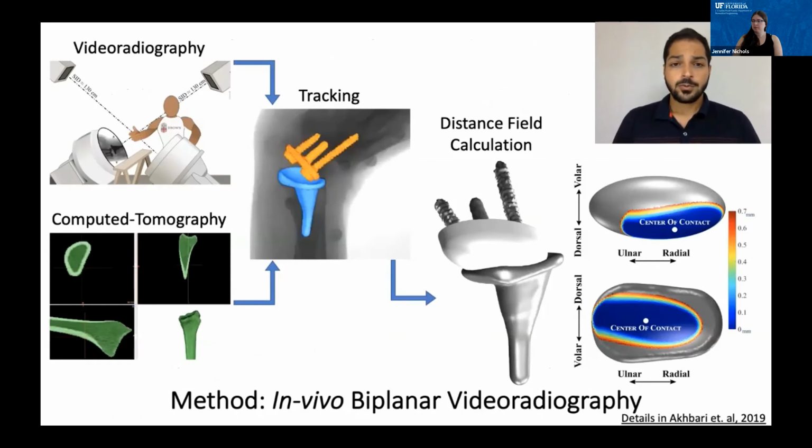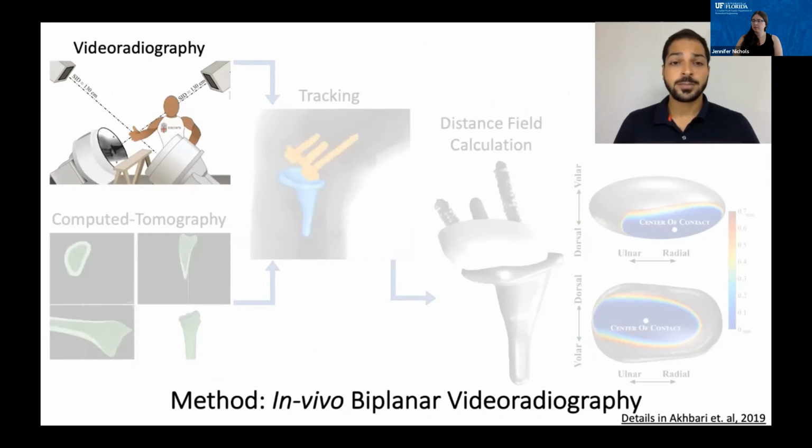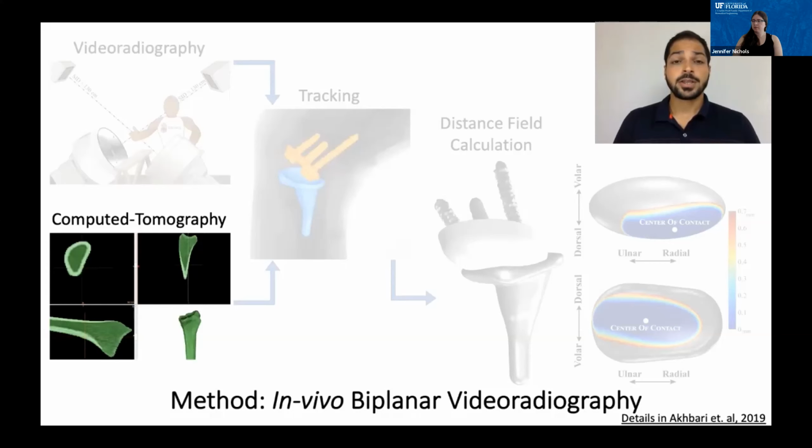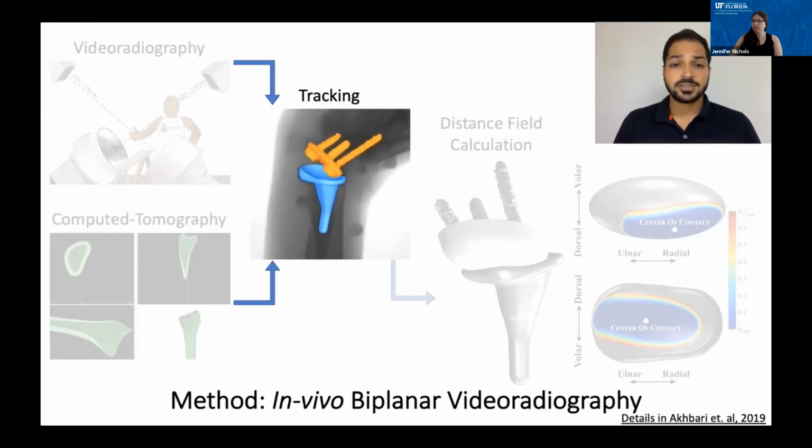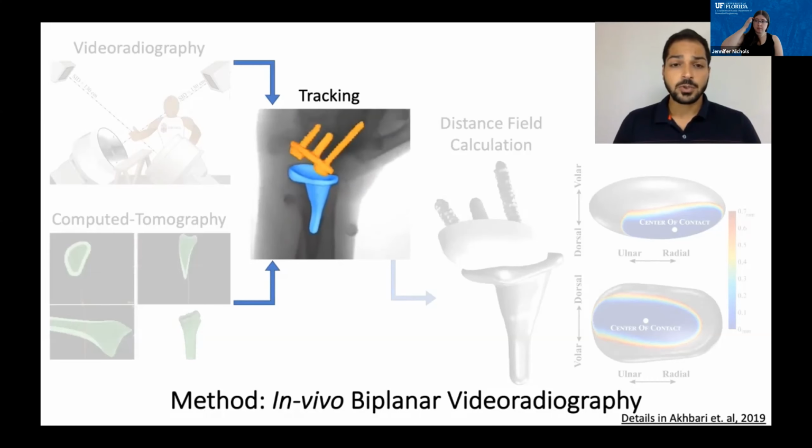So to do so, we designed an in vivo biplanar video radiography study. We enrolled 6 patients who had the implant and captured the wrist motion while they moved the wrist in various postures. We also acquired the CT scan of the wrist because we needed the 3D models for further tracking them in the radiographic image. Using an open source application, Autoscoper, developed at Brown, we tracked the implants and created their 6 degrees of freedom of motion.